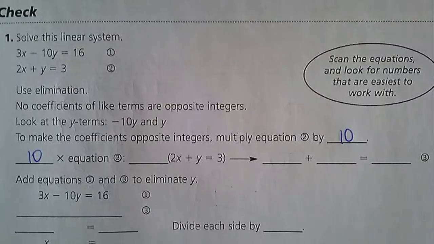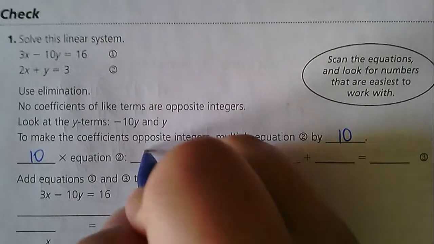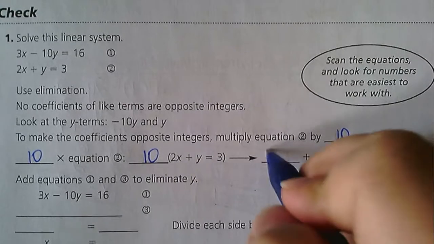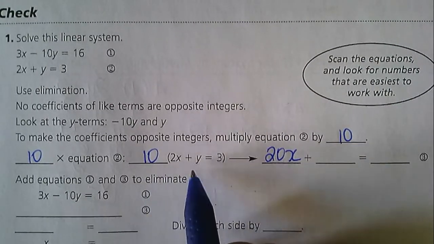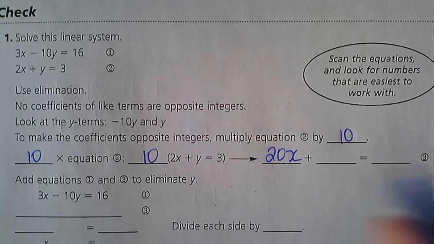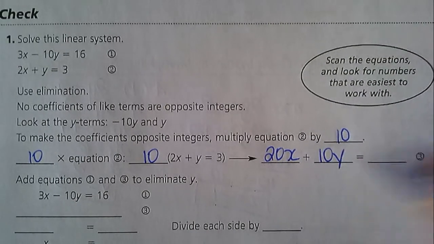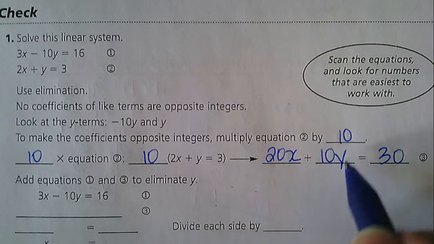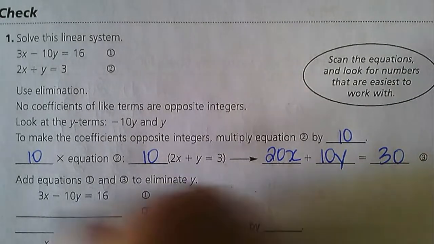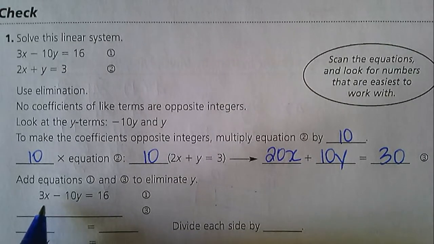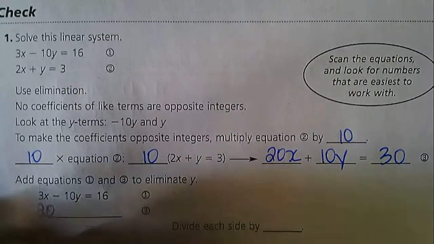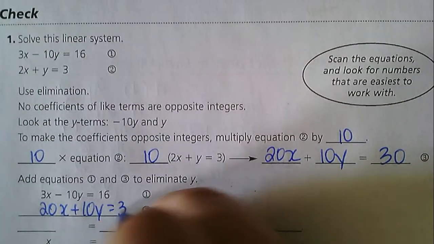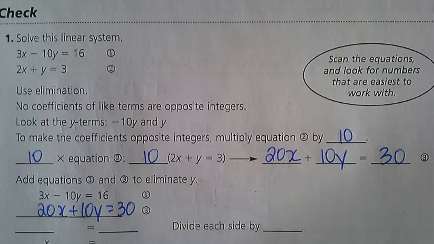So let's do that. By 10, that means I have 10 times 2x plus y equals 3. So 10 times 2x is 20x. 10 times a positive y is 10y. And 10 times 3 is 30. So now I can add these two equations. This is my new equation. Add them together. So that original top one I had, and 20x plus 10y equals 30. So we'll add those together.